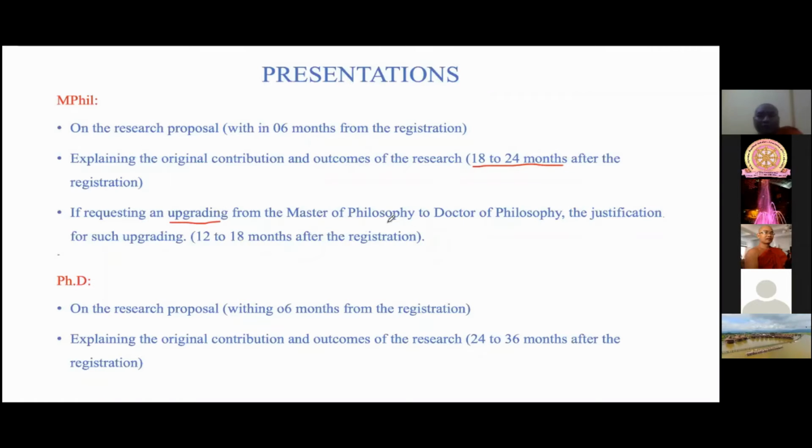Anyway, before the PhD level, you have to do 2 presentations. The first one is within 6 months, as a proposal presentation. The second, for M.Phil level only, is the final presentation for the M.Phil. But if you are upgrading, you have to do a presentation to upgrade your research to PhD level, within 1.5 years, but sometimes after 2 years.